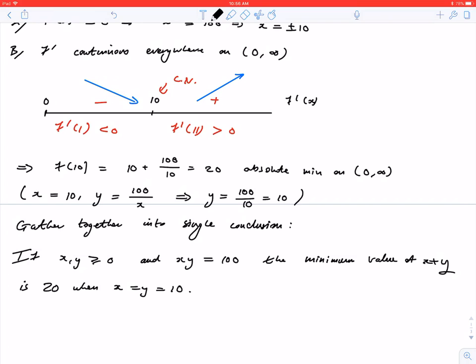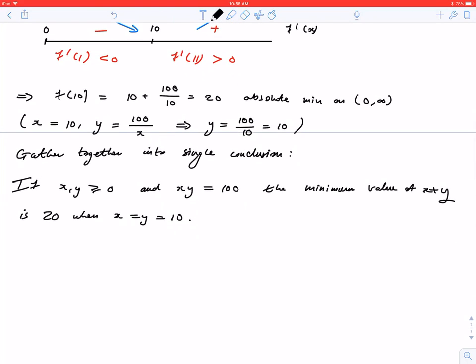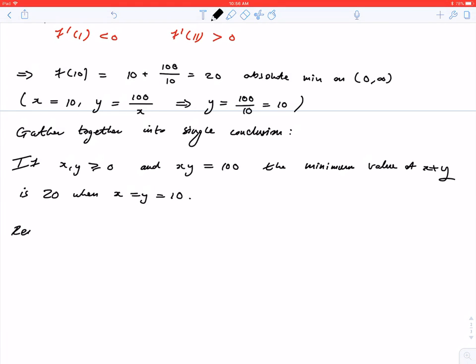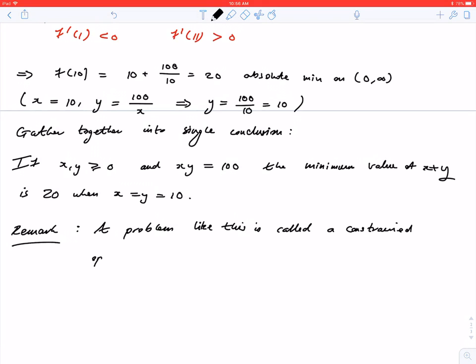Okay, so that procedure is really the backbone of what we're going to look at throughout this chapter. So it's worth saying at this point, these kind of problems have a name. A problem like this is called, unsurprisingly, a constrained optimization problem. Optimization because we're trying to get an absolute max or absolute min of something, so an optimal value generally, and constrained because there's some sort of constraint in the picture.